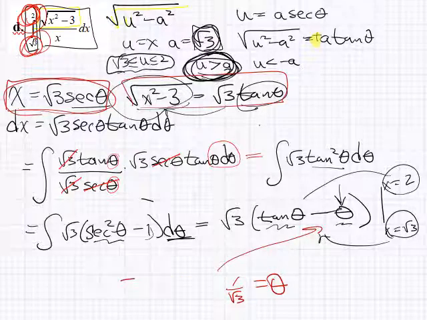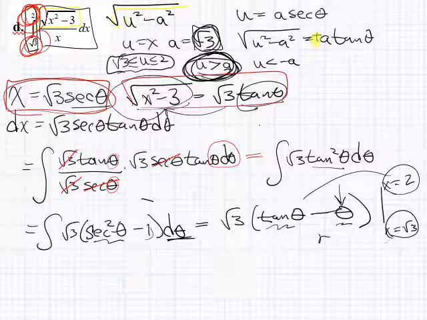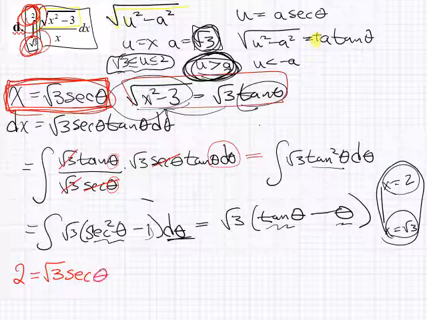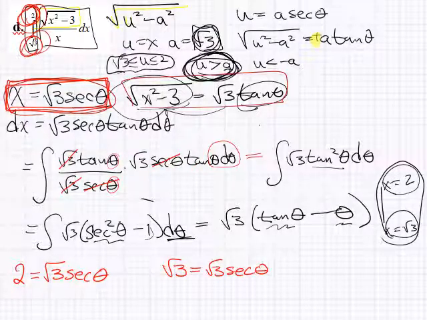But let's look at what would happen now if we didn't do that. Let's look at what would happen if all we wanted to do was change these to thetas. How would we do it? Again, we have a substitution that tells us how x and theta are related to each other. So if x equaled 2, and x has to equal the square root of 3 secant theta, then I just take this equation and solve for theta. And if x equals the square root of 3, and x has to equal square root of 3 secant theta, then I could solve that equation for theta.